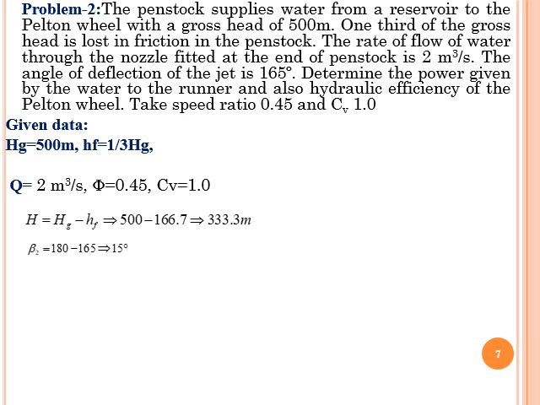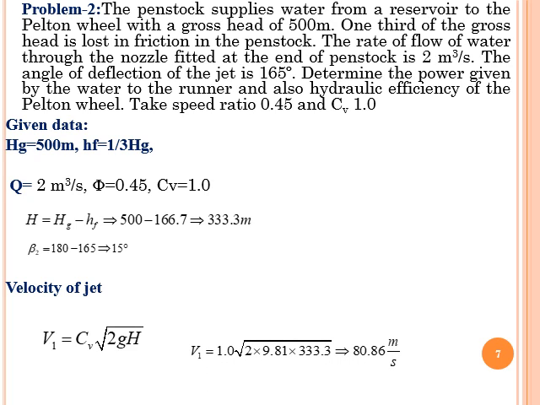And here angle of deflection of the jet is given as 165 degree. Hence the beta 2 angle, the blade angle at discharge, is taken as 180 degree minus 165 degree, so that is equal to 15 degree. That means beta 2 angle is 15 degree. Now velocity of jet. The velocity of jet is calculated by using the formula V1 is equal to C of V square root of 2gH.